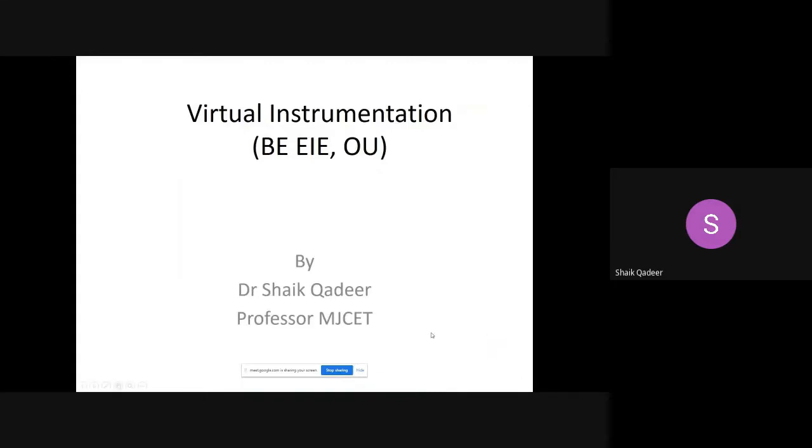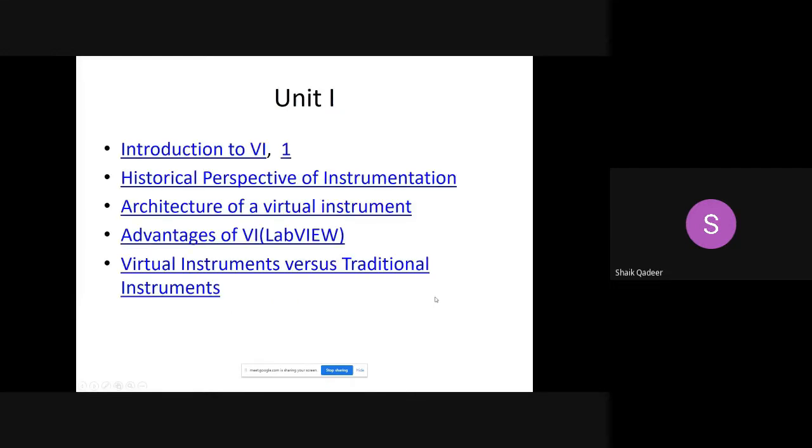Now today we are going to see virtual instrumentation, which is a course of BEIE under Hispania University, Unit 1. So on your screen, we have the content of virtual instrumentation of Unit 1.